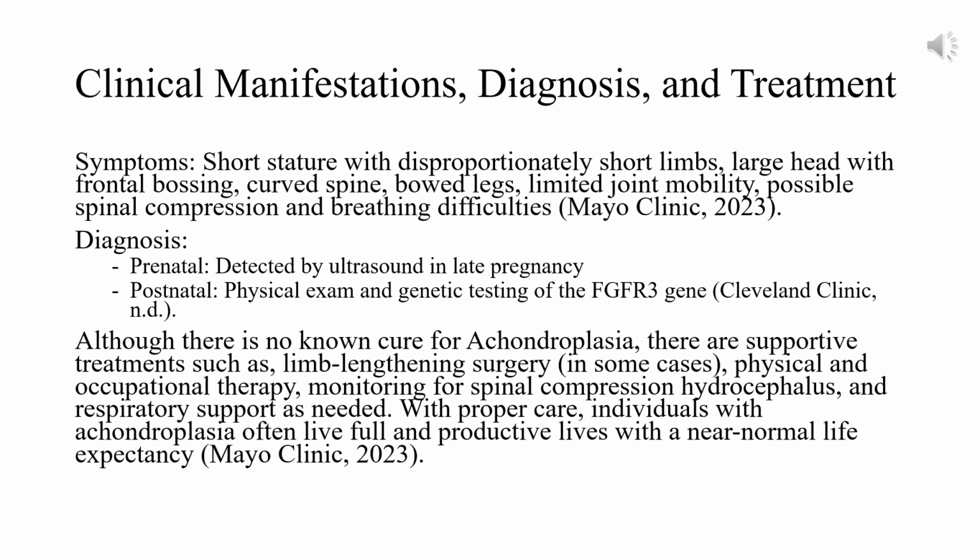There is no cure currently for achondroplasia. However, symptoms are able to be managed. Treatments such as limb lengthening surgery for some candidates, physical and occupational therapy, and monitoring threatening symptoms such as spinal compression and respiratory issues are available to people with achondroplasia. Although life with achondroplasia can be difficult, Mayo Clinic believes that with proper care, people with achondroplasia can live full and productive lives with a close to normal life expectancy.